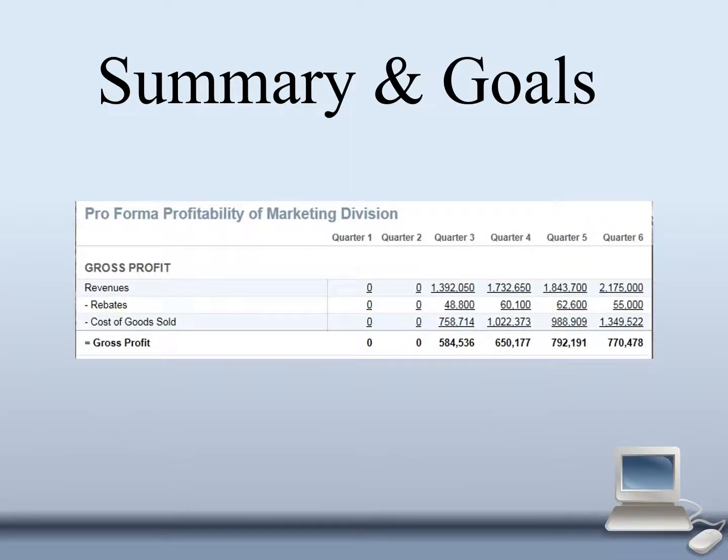Just a few summaries and goals. As I had mentioned, you can see in the first and second quarter, there's no revenue, there's no cost of goods, nothing. But then we started to see some gains. We went 1.3 million in quarter three, 1.7, 1.8, 2.1. There was a growth in revenue. And that's what you want to see in a company. You want to see the revenue growing. You're producing the right amount of units to be sold. There's no surplus. If you're producing 10 items, 10 items are going out the door, and all that is great.